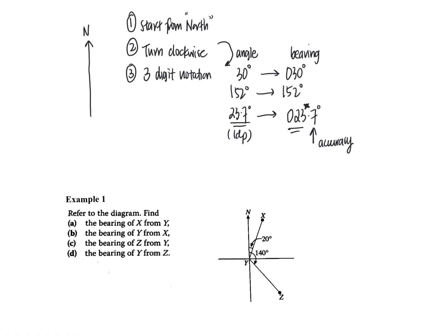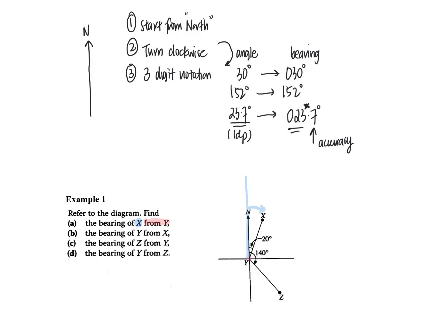So bearing must always be you standing at a fixed point. So for example, this one, I am standing at Y, right here. So when I stand, I must always look in the north direction. I'm always standing facing the north direction. And then I turn clockwise to where I want to see. So for instance, I'm at Y. I'm looking at this direction. And then I turn clockwise until I see X.